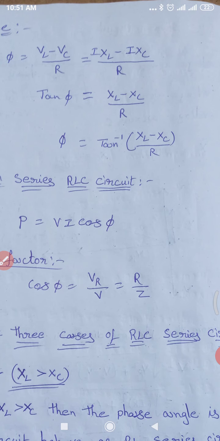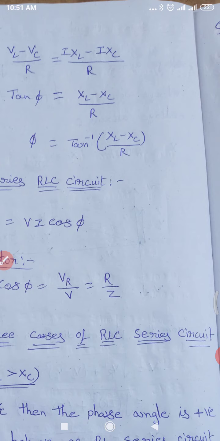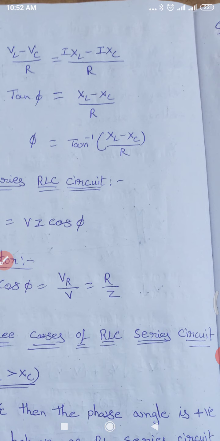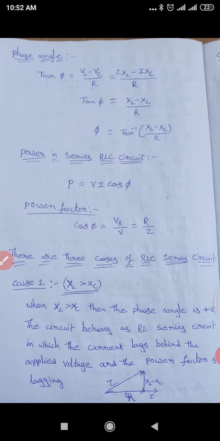What about the power in a series RLC circuit? It is V into I into cos phi. Next, the power factor is equal to cos phi, which is VR by V. This can also be taken from the phasor diagram: cos phi is equal to VR by V, from the trigonometry.